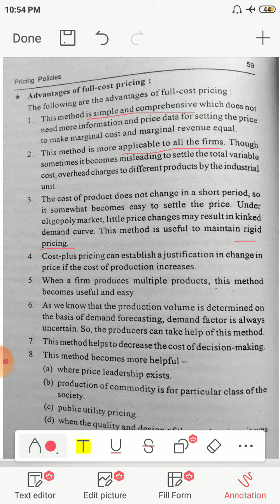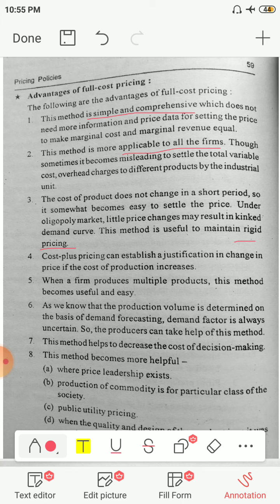Then the fourth advantage is that cost plus price can establish a justification for a change in price if the cost of production increases. See, the producer is not so powerful that he can maintain a price for a longer period of time. The business environment is so dynamic, so changing, that even in a second the whole scenario could change. So if the prices of raw material change, if the wage rate of labor changes, then the producer is helpless in maintaining a price.